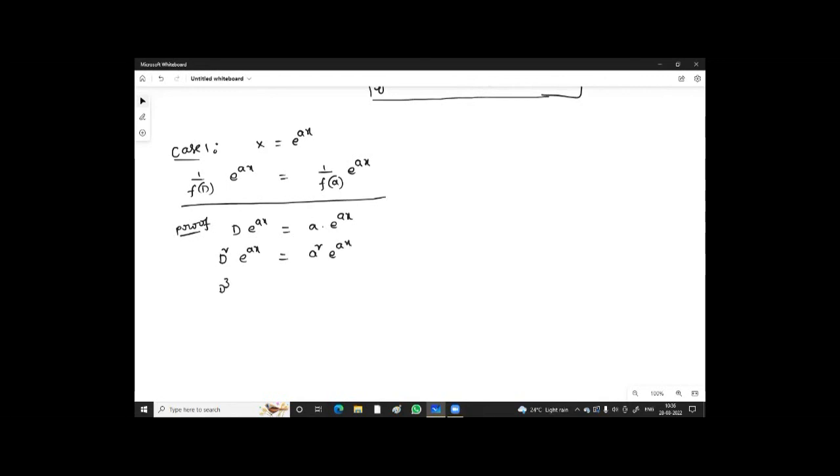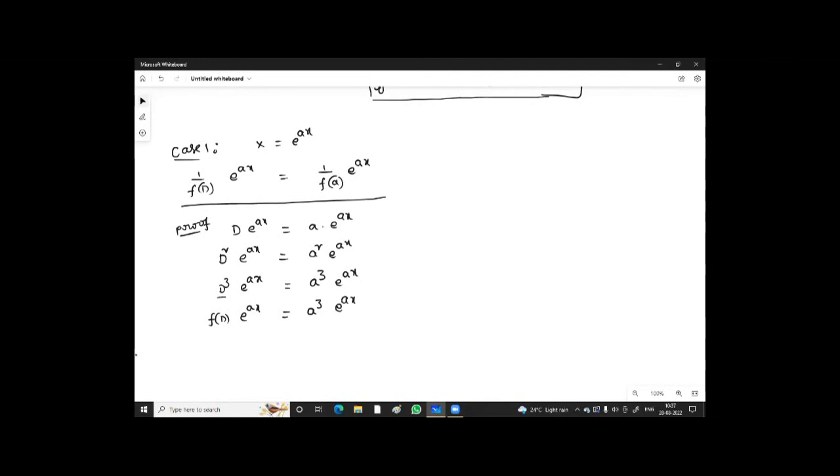Operating D three times on e power ax, we get a cube into e to the power ax. Let me take D cube as f of D operating on e power ax. It is a power n; any number of times you can do this. F of D operating on e power ax, with D cube, gives a cube, since e power ax is not changing, so a cube into e power ax.